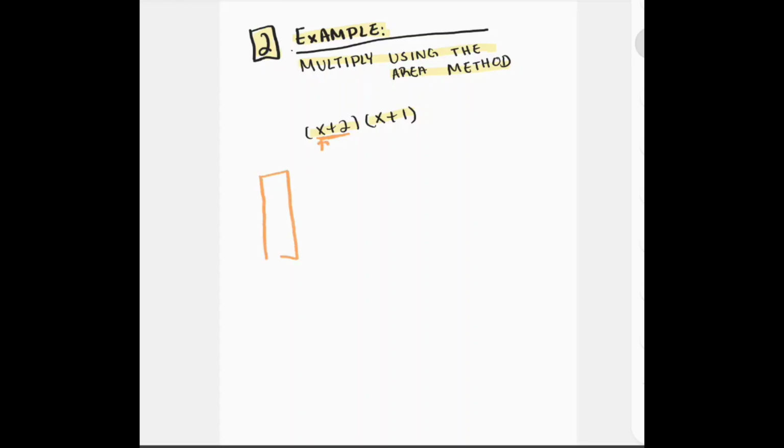So let's start by drawing x. We have this one is the area tile of x. Now we have to draw the 2. In this case, we have to draw 2 little boxes. Each one is 1, which is 1 plus 1 is equal to 2. Now we have to draw x plus 1. Let's start by drawing x. This one is x and this one is 1.